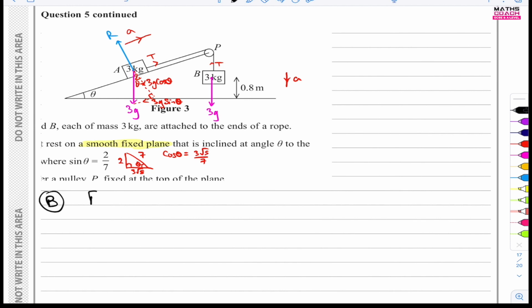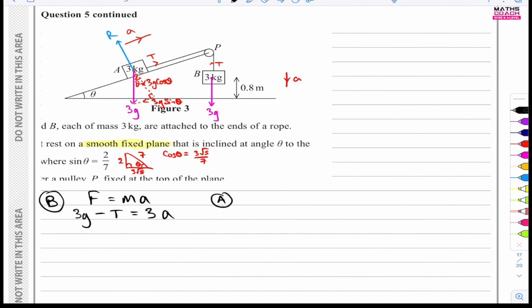So for package B, F equals ma. Now, because package B is moving downwards, the force acting downwards is 3g minus the opposing force, which is tension T, equals its mass, which is 3, times the acceleration. There we go. So that's the equation of motion of package B.